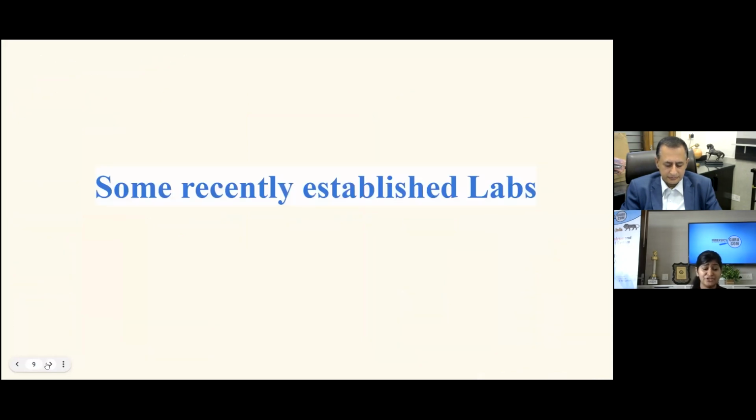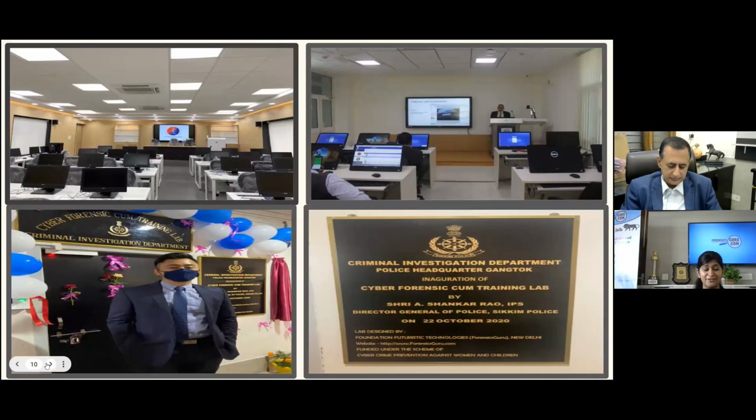Not only this, across the country we have established a number of digital forensic labs. Recently we established a large number of CCPWC laboratories. Here are a few pictures from these laboratories to show you. These are well-equipped digital forensic laboratories we have established in Jaipur, Chandigarh, Sikkim, Gangtok, Shillong, Daman and Assam.